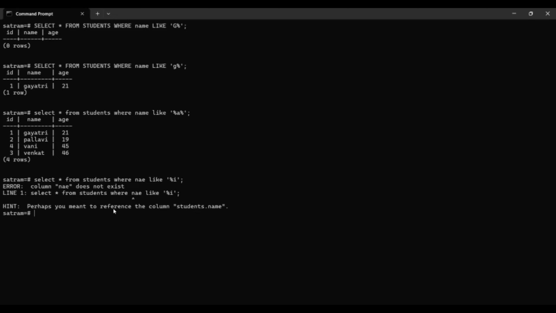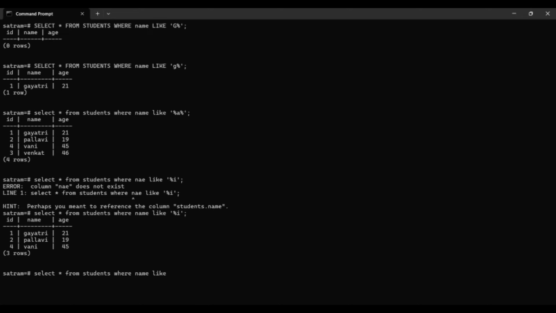Let's go with the next example. SELECT star FROM students WHERE name LIKE. Instead of name I first wrote NAE, so we got a syntax error that the column doesn't exist. So you write name LIKE percentage I. At last, I should be there, and before I there can be any number of characters. For that purpose we use it like this. It is an example of ends with. Before I there can be any number of characters, not just one or two.